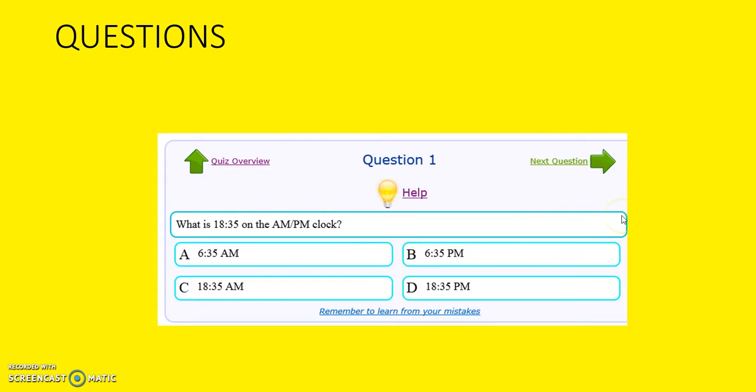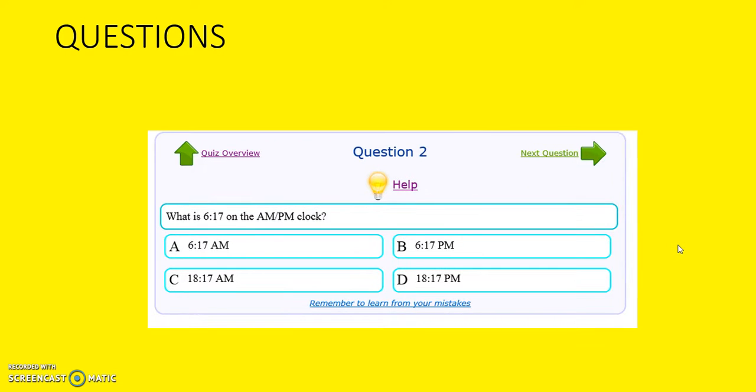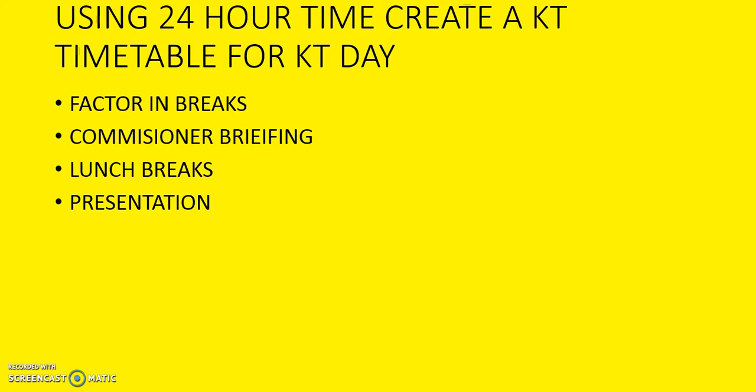Here's a couple of little questions that I want you to have completed in your flip book. There's question 1, and there's question 2. And finally, this is what I need you to do. Using 24-hour time, create a KT timetable for KT day. You need to factor in breaks, the commissioner briefing, lunch breaks, and the presentation. It's going to start at 9 and finish at 3. You need to factor that in. That's the challenge for this week.